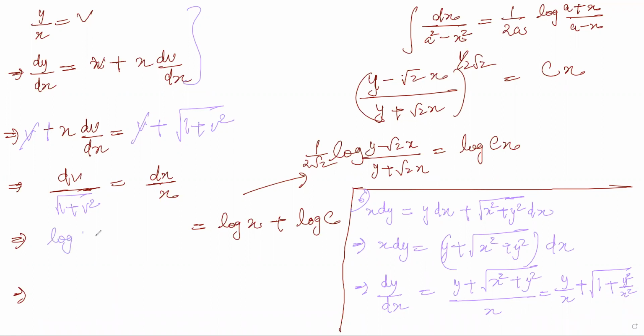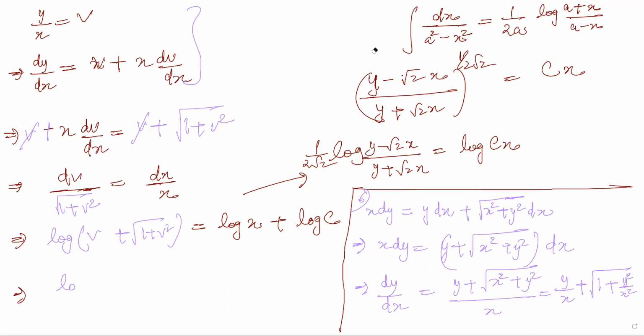Correct. So log of v, I'm writing v directly now. Log of v plus root over 1 plus v square equals log of x plus log of c. The right hand side can be solved further. This log x plus log c can be written as log cx. Both the expressions are inside log, and both of the logs are equal. That is why the inside expressions should also be equal.